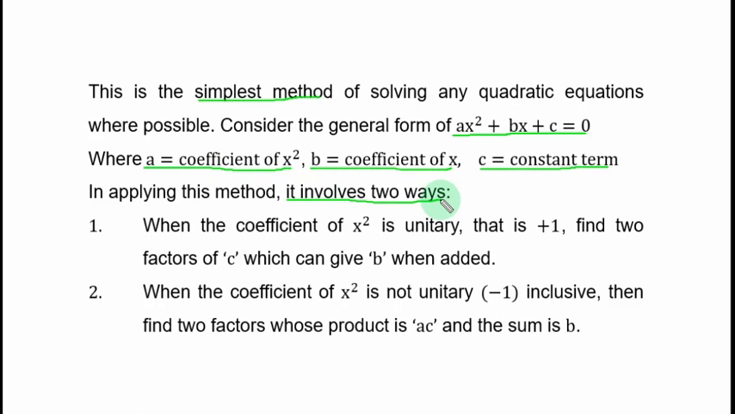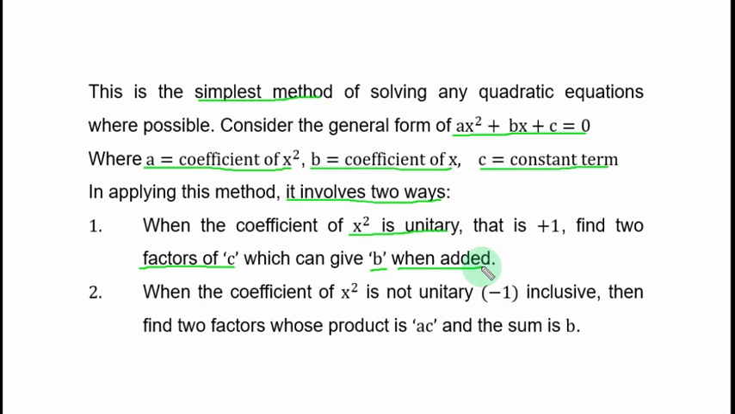Number one, when the coefficient of x squared is unitary. Unitary means when the coefficient of x squared is 1. If it is 1, find two factors of c, the constant term, which can give b, the middle term, when added.